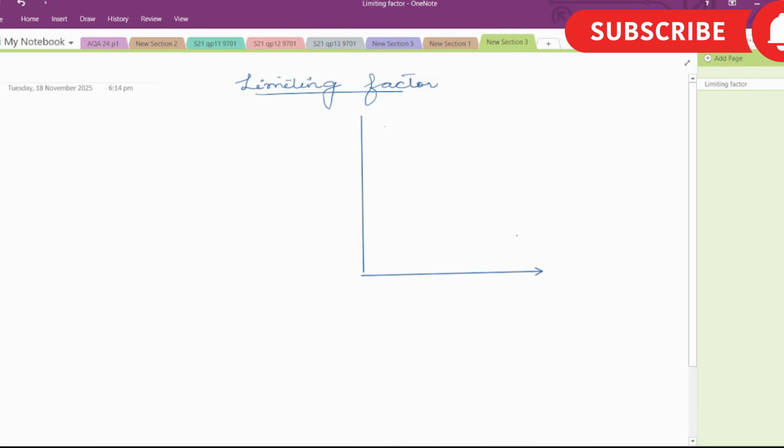So here we have the rate of reaction, or rate of photosynthesis as we are discussing, and on the x-axis we have light intensity. The graph is usually like this: first it increases and at some point it becomes constant. Now here light is fully available, but still the reaction is becoming constant. It means light is not a limiting factor here, because it is fully available. Some other factor maybe.